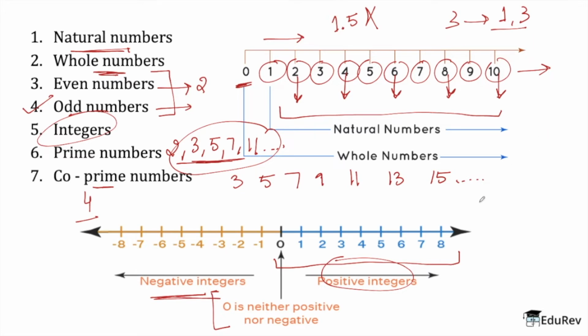On the other hand, if I talk about 6, 6 is divisible by 1, 2, 3 and also by 6. So this is a composite number. I hope you now know what natural numbers, whole numbers, even, odd, integers, prime and composite numbers are.